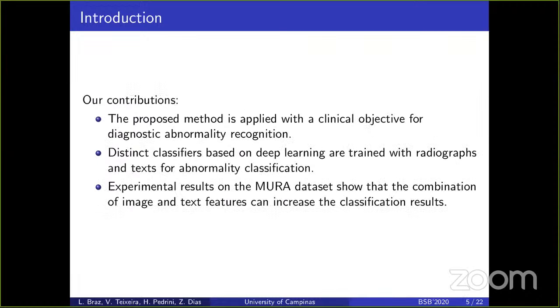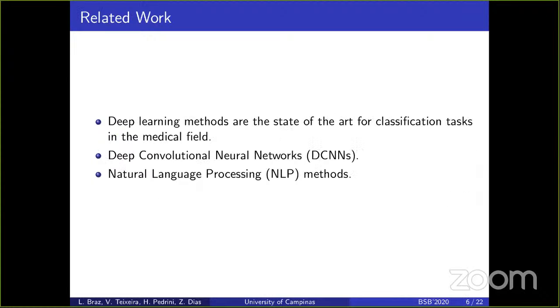Our main contributions are summarized as follows. The proposed method is applied with a clinical objective for diagnostic abnormality recognition. Distinct classifiers based on deep learning are trained with radiographies and texts for abnormality classification. And experimental results on the MURA dataset show that the combination of image and text features can increase the classification results.